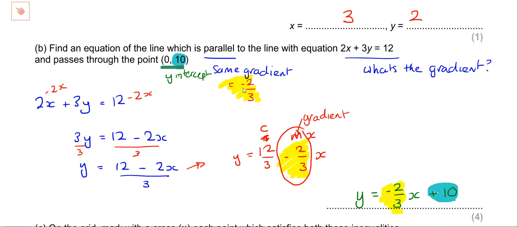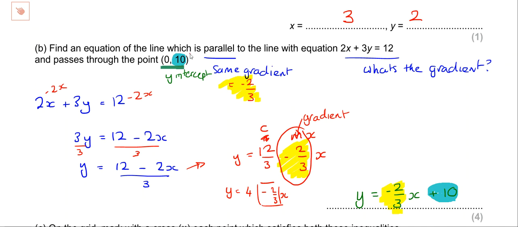Do you see how I got there? So I've rearranged it: minus 2x gives me 12 minus 2x. And then I've divided by 3, which gives me that, which I then split. So 12 over 3, I could change and write 4 minus 2 over 3x. But I don't care what 12 over 3 is. I only need the gradient bit, so I just didn't bother. Okay? So once I know it's the gradient, I then stick that next to the x in mx plus c.